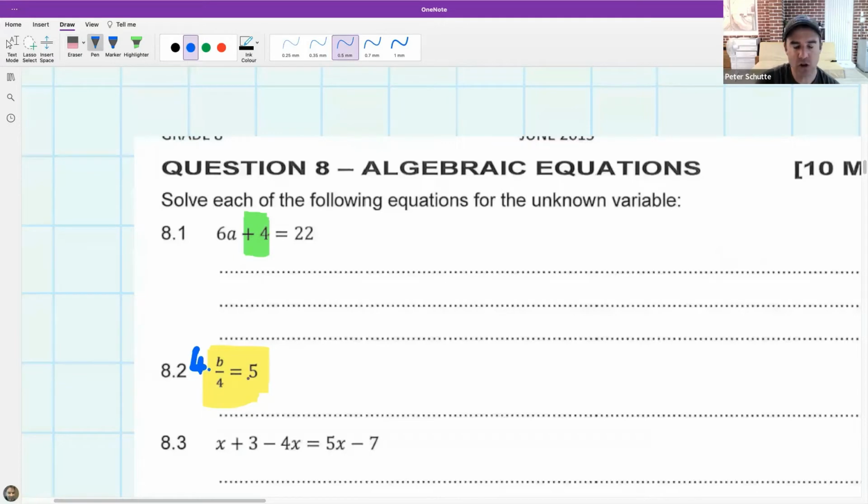Do you remember when I said you always do the same thing to both sides? Oh, yes, sir. So you multiply both sides by 4. That's where I'm going to be with for now.